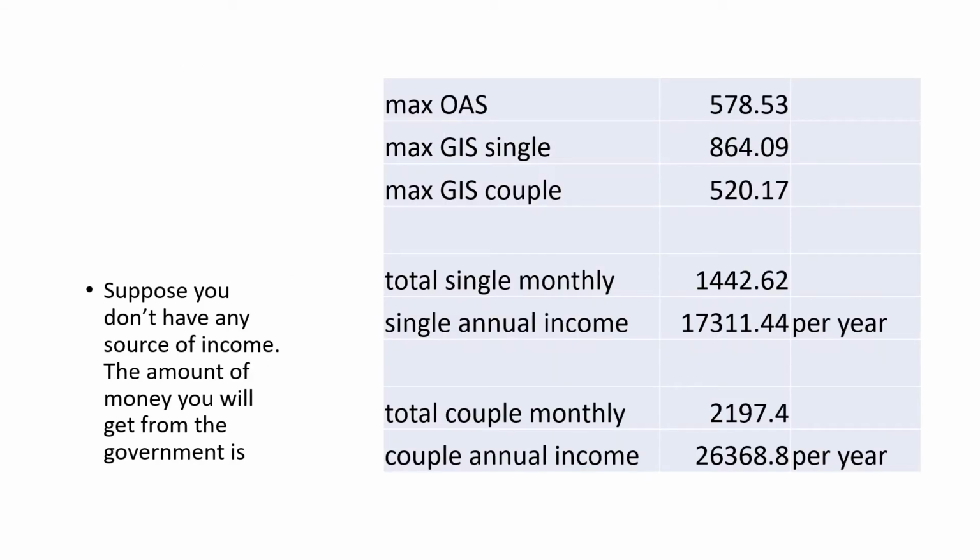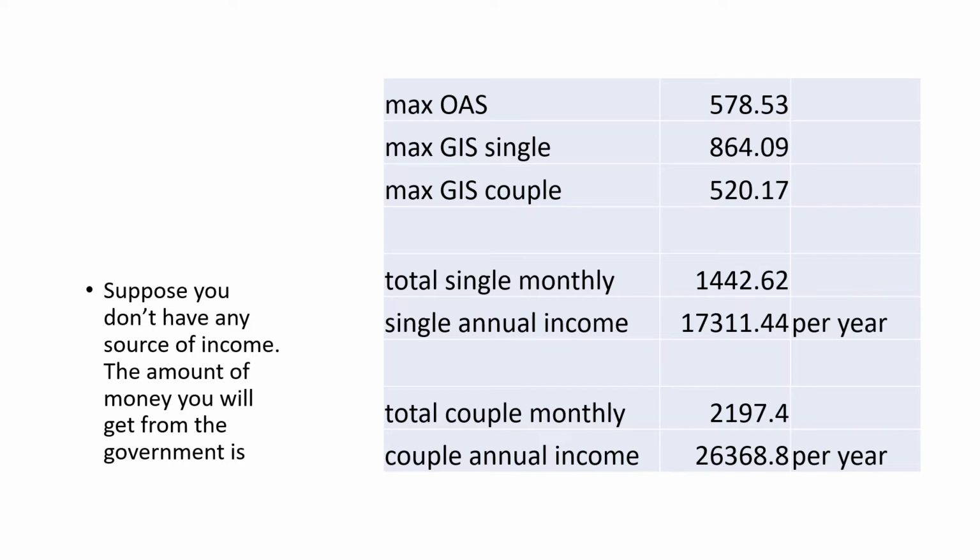So we can calculate the minimum income after retirement in Canada. Suppose you don't have any other income. The amount of money you will get from government is this amount. OAS is 578, and for GIS, single is 864, and for couple is 520.